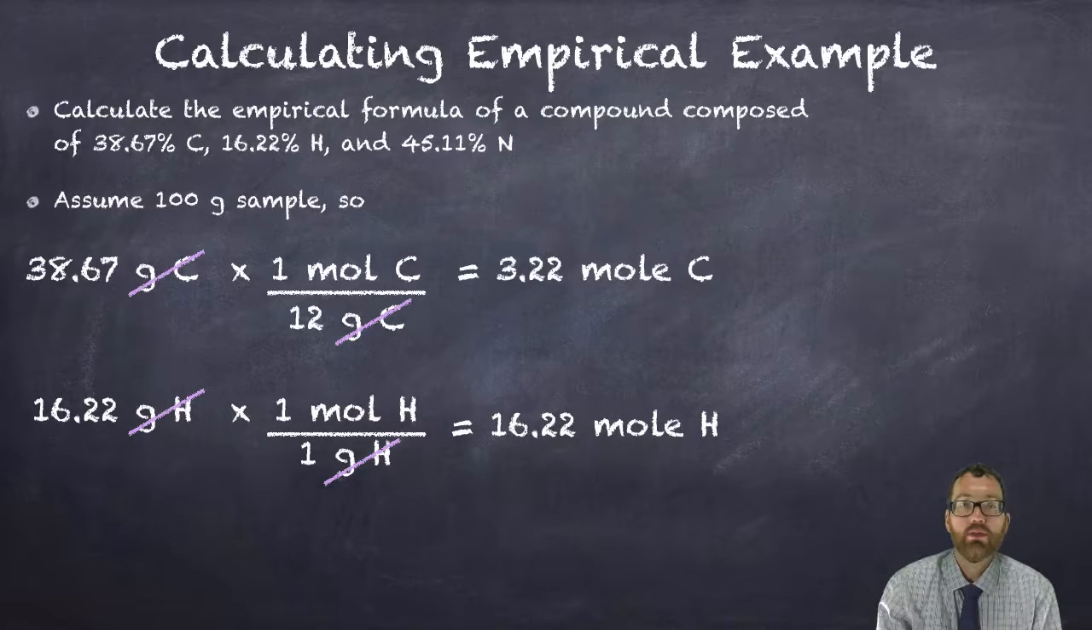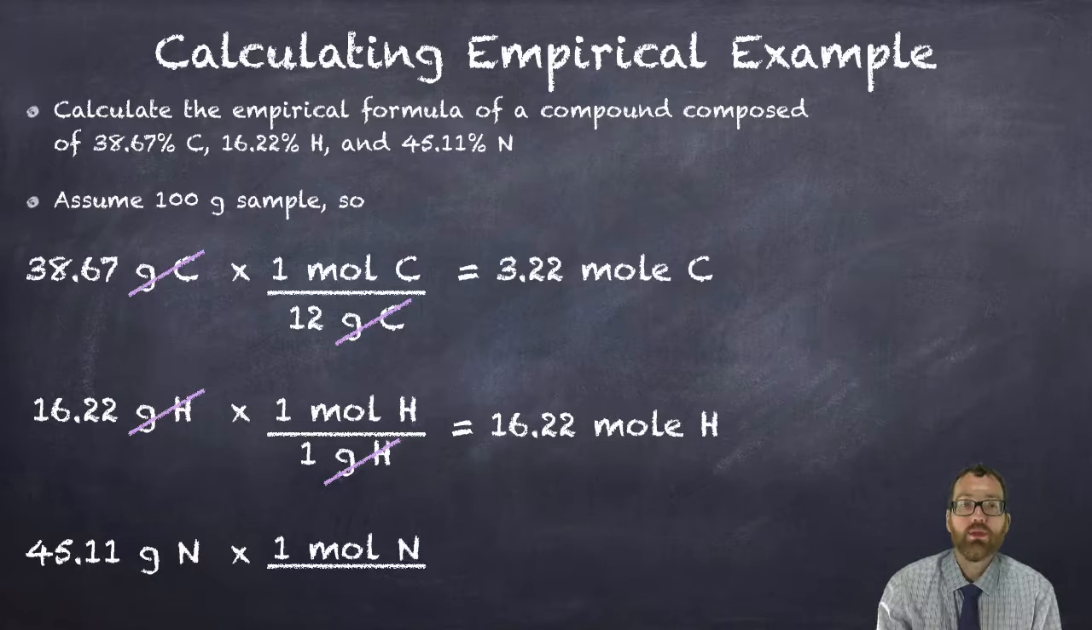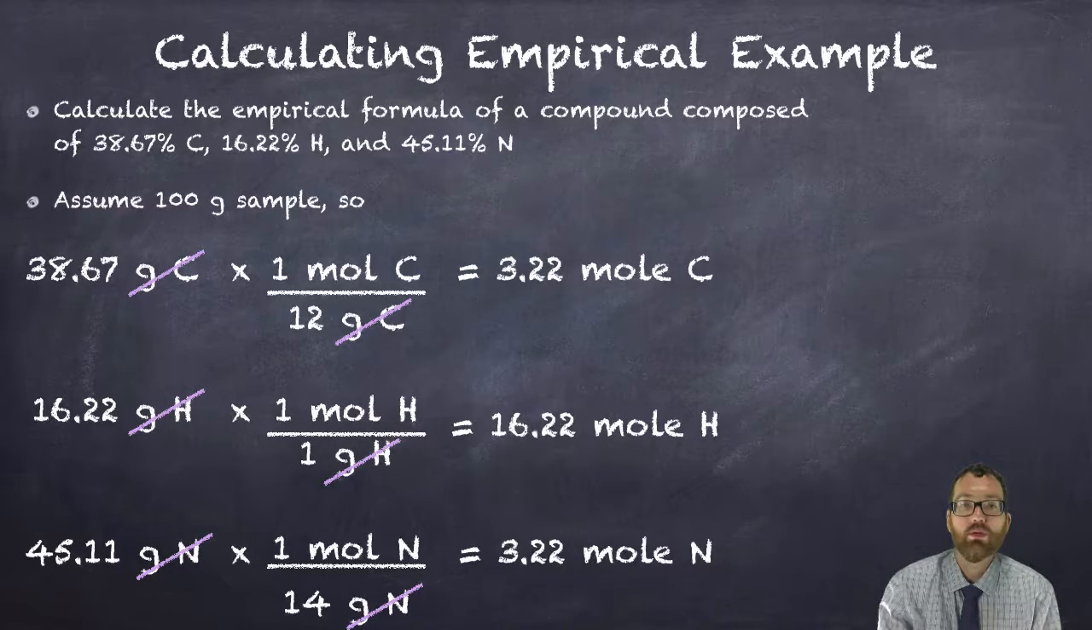And then last, I need to do the same thing for nitrogen. Assuming I have 100 grams, that means I have 45.11 grams of nitrogen. And nitrogen weighs 14, so I'm going to divide by 14 grams. Grams and grams will cross off, and that will convert to 3.22 moles of nitrogen.